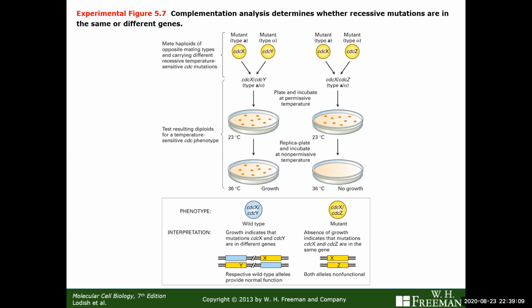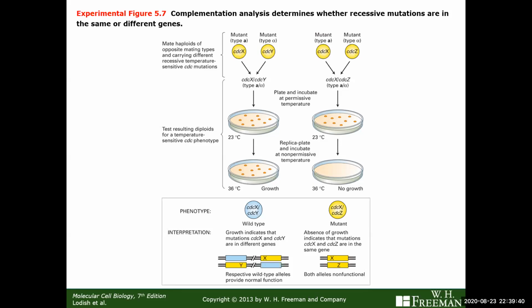I have to ensure that I have every mutant, both in mating type alpha variant as well as mating type A variant, because two haploids will not mate unless they have opposing mating type. So I will take one in A variant and one in alpha variant. The two haploids, I will mate them and they will form the diploid. I will grow the diploid in 23 degrees centigrade first, and then I will shift them to 36 degrees.